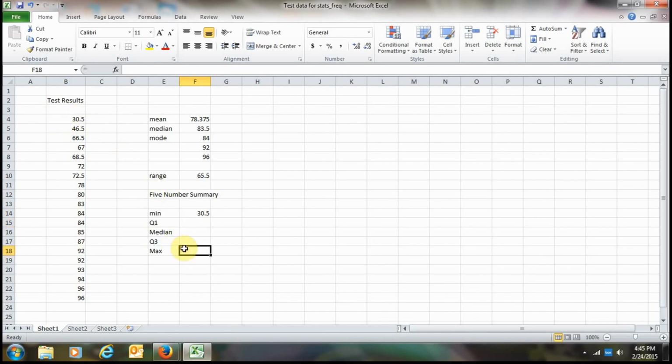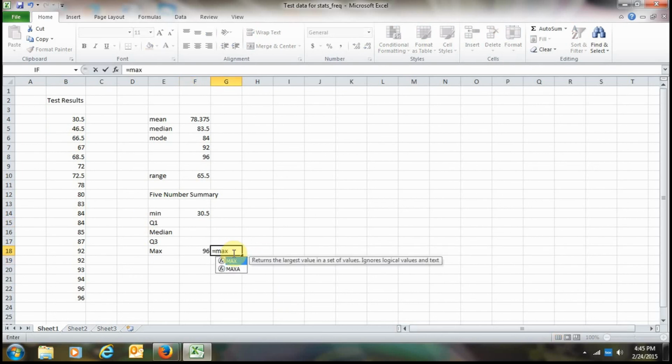So we could say the max is 96 without asking, or we could have asked it, we could have said equals max and ask Excel to find it. That would be particularly useful if the data points were not sorted. So you can see it's coming out the same. So I'll take care of that.